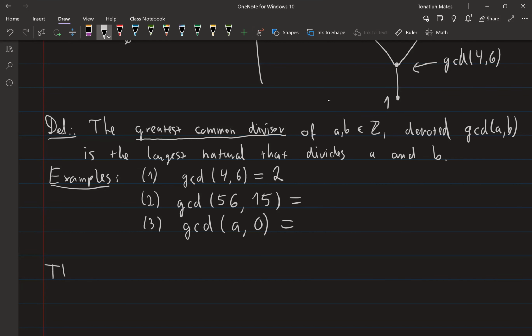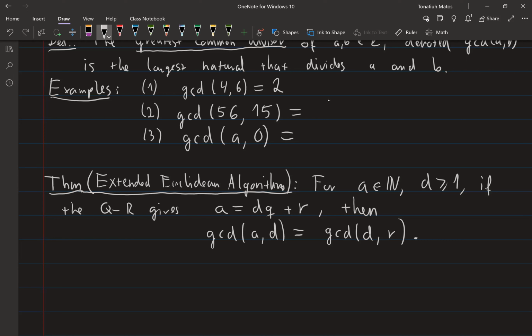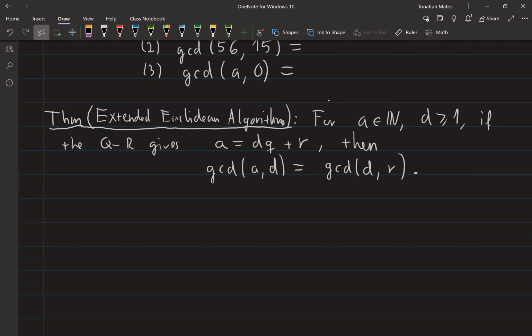Now, who can tell me why this is an algorithm? I'm just stating a fact, right? I'm just stating an equality between two numbers that I just defined, the greatest common divisor. Why would the fact that two greatest common divisors are equal give you an algorithm? Let's maybe skip the proof for now. We can do the proof later. Or do you want to do the proof now? Who can tell me why this is an algorithm?